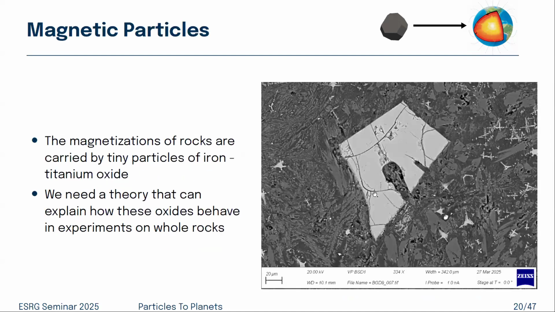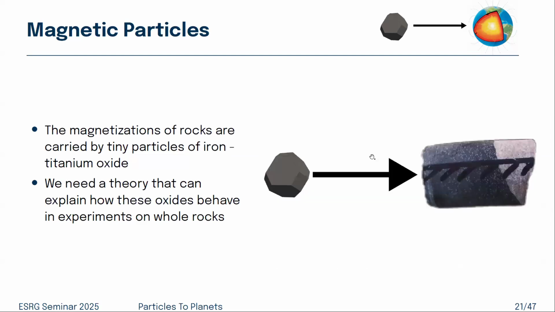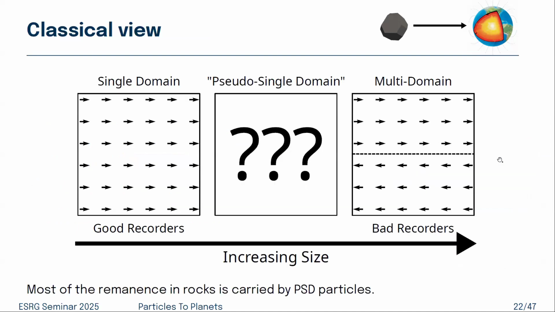So for that, you have to understand magnetic particles. Rocks have lots of tiny particles of iron titanium oxides. This is a load of them in an SEM image in that dike that I showed you before. All the white, or light-colored, things here in this backscattered electron image are the iron titanium oxides. And we really need a theory that can explain how these oxides behave in our experiments on these whole rocks. So we need to be able to go from these particles to these whole rocks.